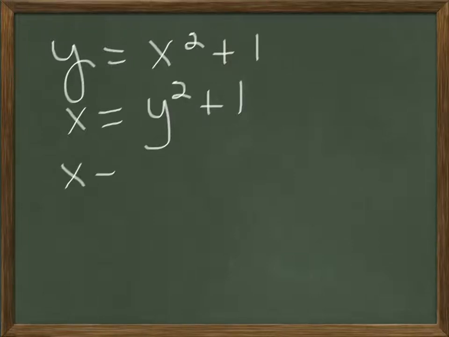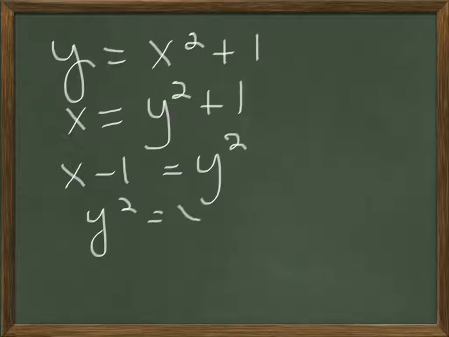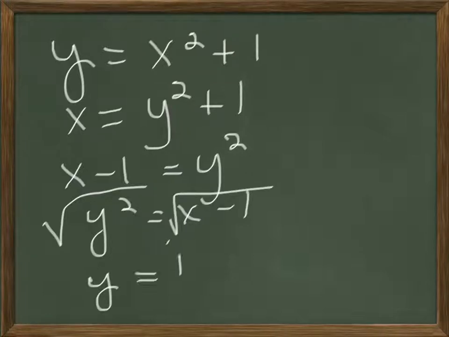Well, we're going to go ahead and find the inverse by subtracting 1 from each side. I used the reflexive property to put the y squared on the left-hand side. And then we take the square root of each side, giving us y is equal to plus or minus the square root of x minus 1. So in this case, the inverse of the function at the top of the chalkboard is not a function.